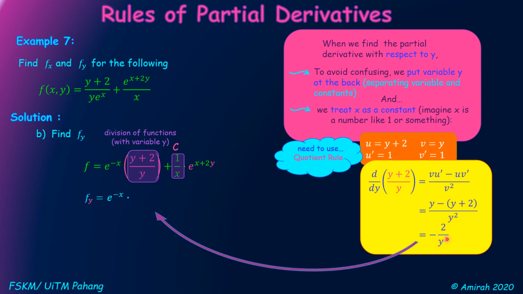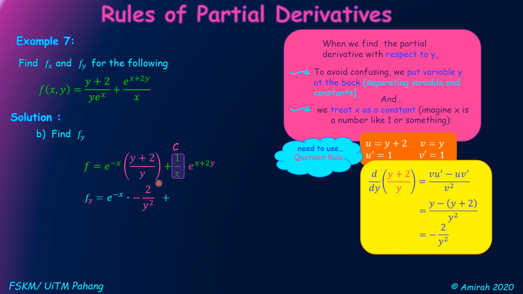And after that, we can put here, the derivative of y plus 2 over y with respect to y equals negative 2 over y squared. Then we have a plus sign here, so we just follow. And then we have multiplication by constant 1 over x here, so we just keep the constant in front after we differentiate.